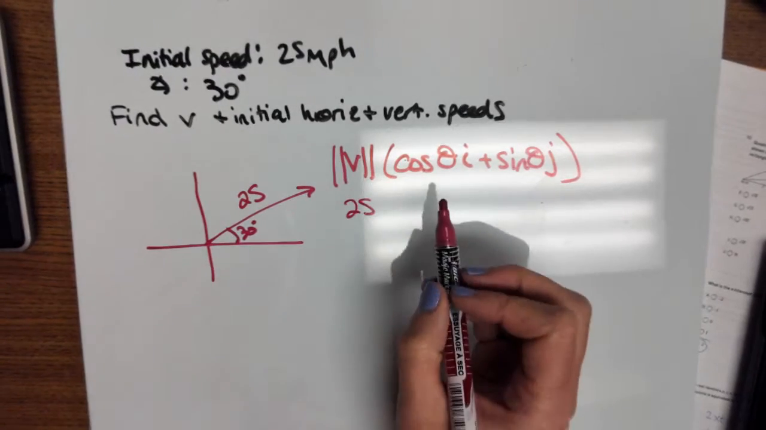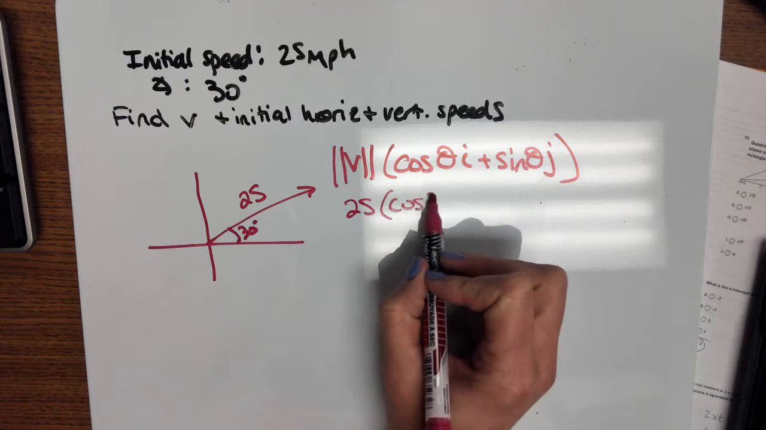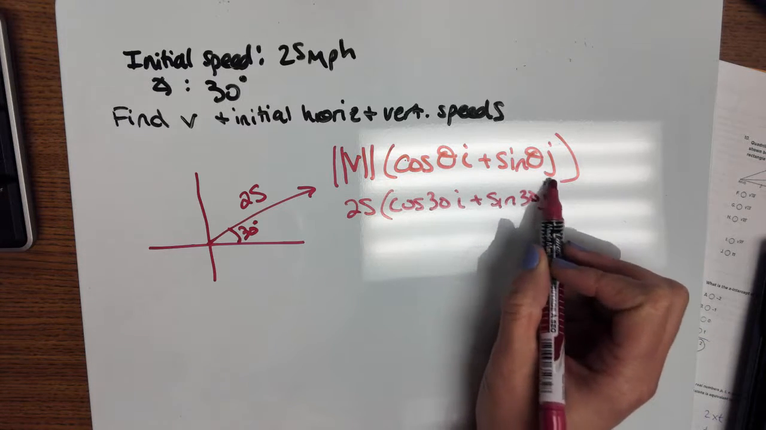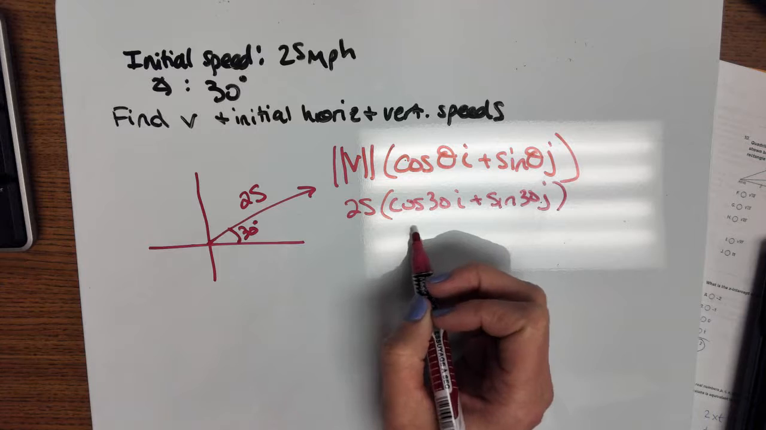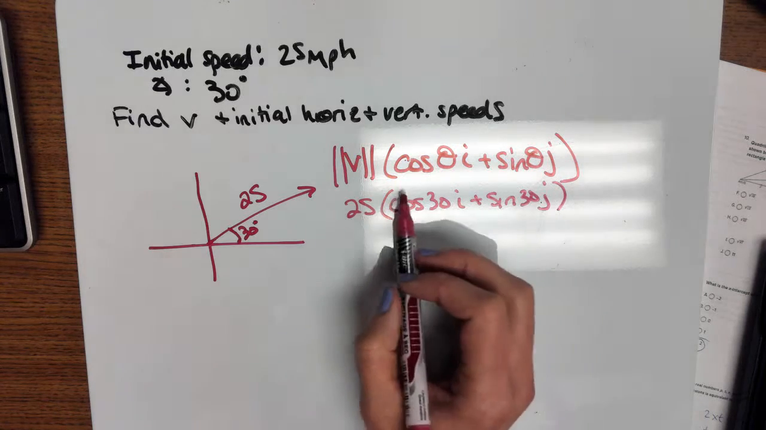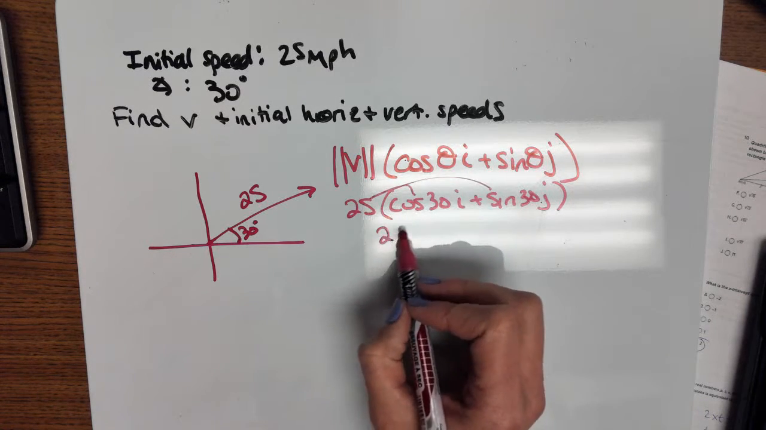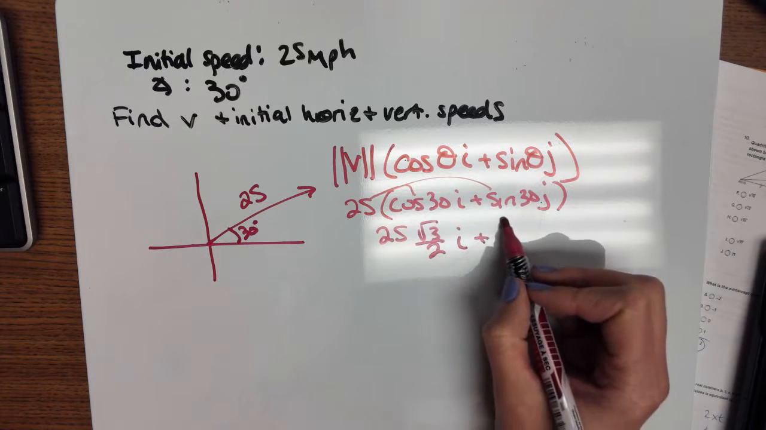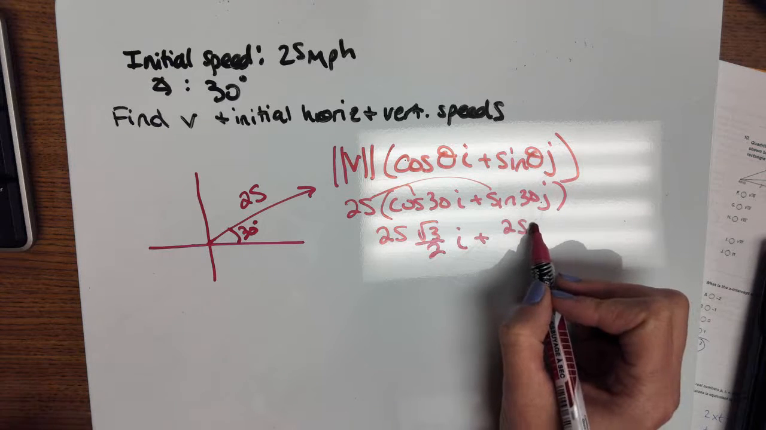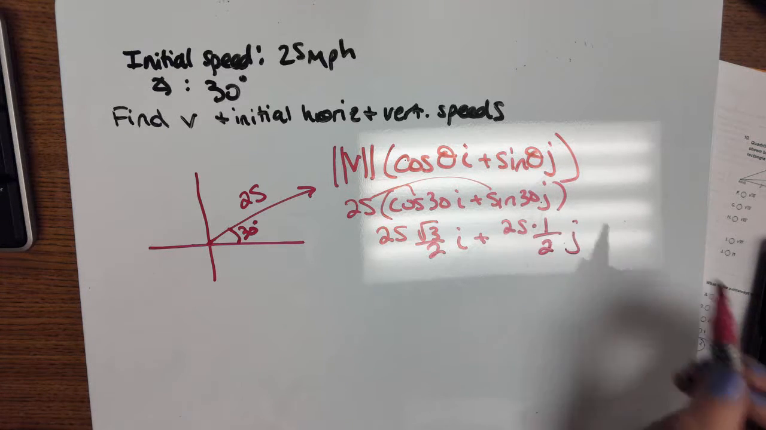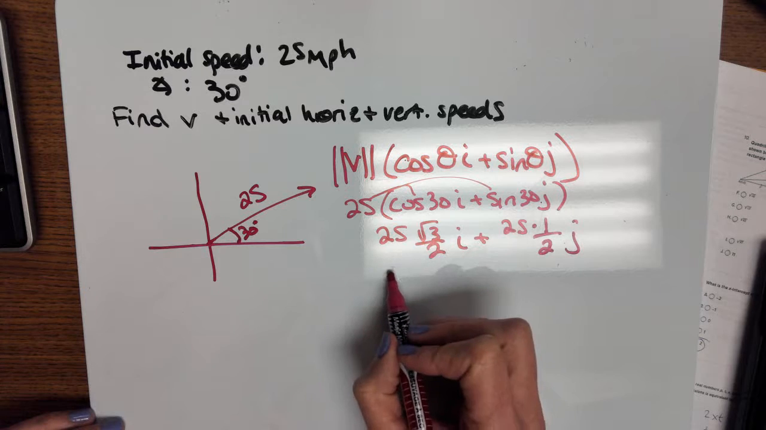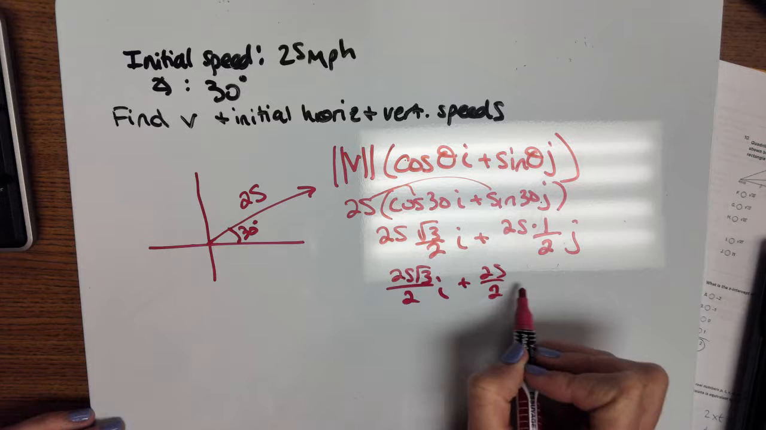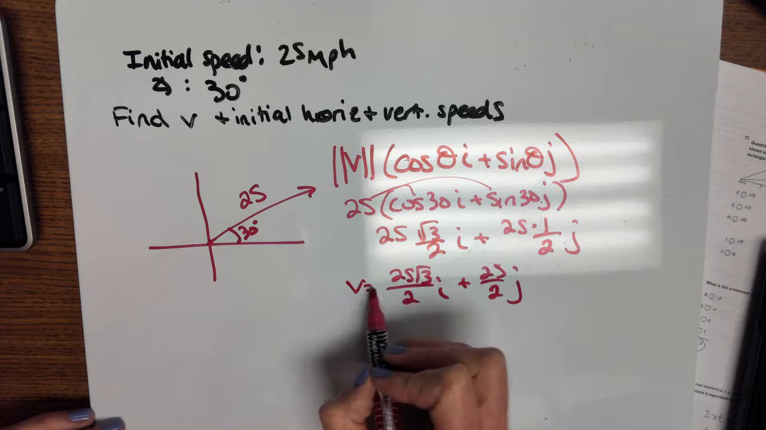So 25 is the magnitude, and then we're going to say times cosine of 30 i plus sine of 30 j. And then because this is a unit circle value, we can make that exact. So when we distribute, that's going to be 25 times radical 3 over 2 i plus 25 times 1 over 2 j. We could simplify that a little bit, and you can do this in one step. 25 radical 3 over 2 i, 25 over 2 j. So that is my final vector.